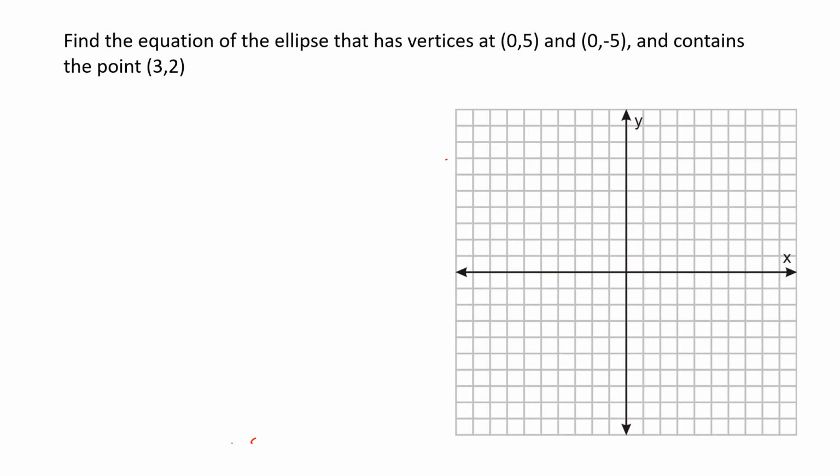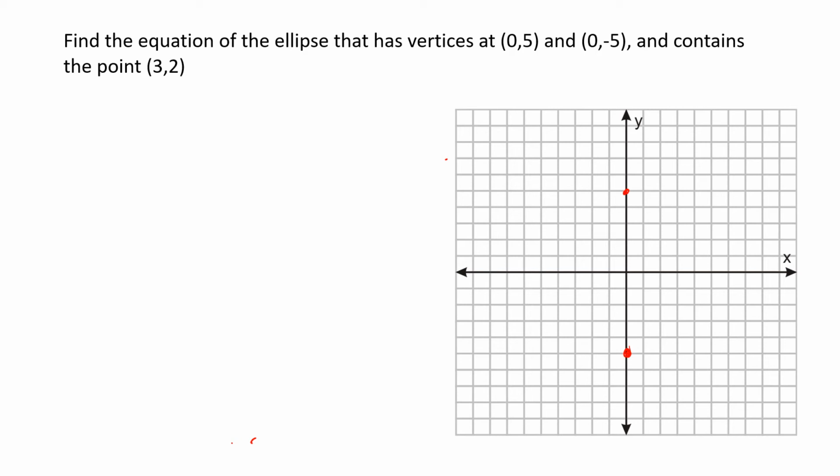All right. We want to find the equation of the ellipse that has vertices at 0, 5, and 0, negative 5, and contains the point 3, 2. So this is a little bit different. I actually haven't done this problem before, so hopefully I don't mess it up too bad. Let's put in the information that's given to us. It says there's a vertex at 0, 5. So right here, is that 5? I can count 1, 2, 3, 4, 5. So right there. So vertices are there.